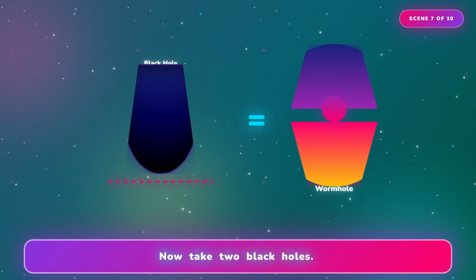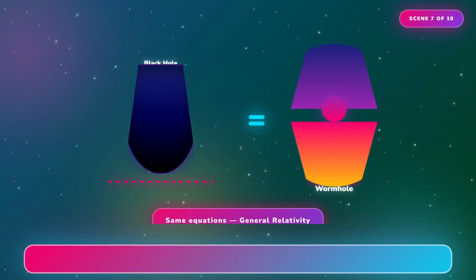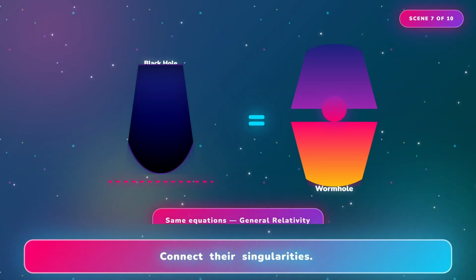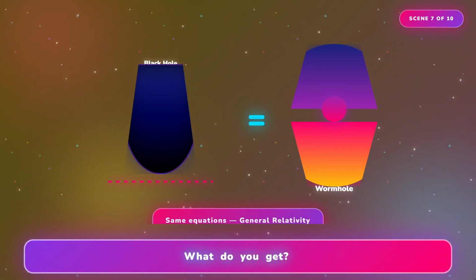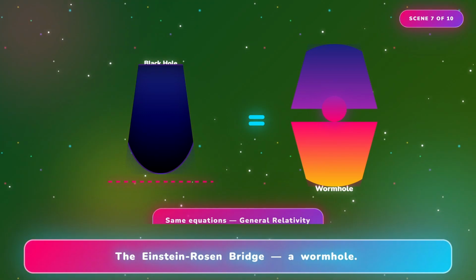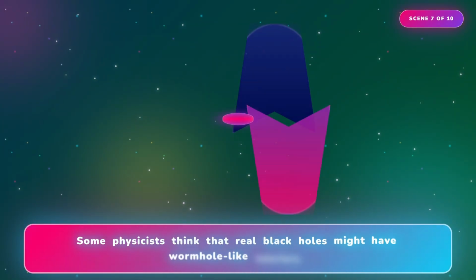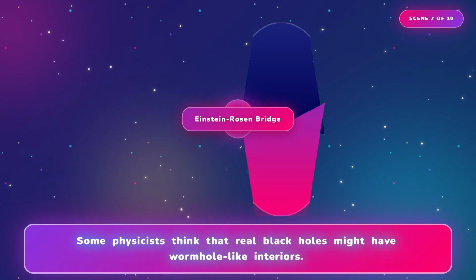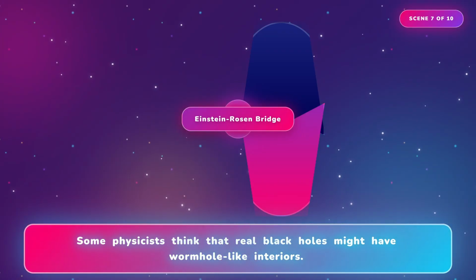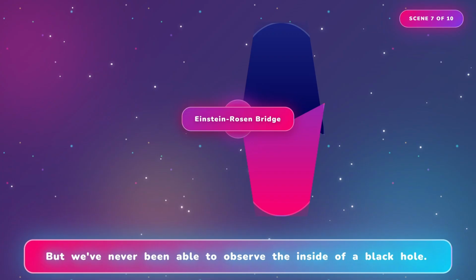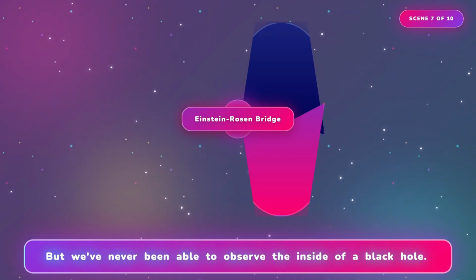Now take two black holes. Mirror them. Connect their singularities. What do you get? The Einstein-Rosen bridge, a wormhole. Some physicists think that real black holes might have wormhole-like interiors. But we've never been able to observe the inside of a black hole.